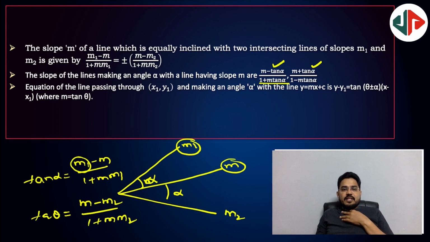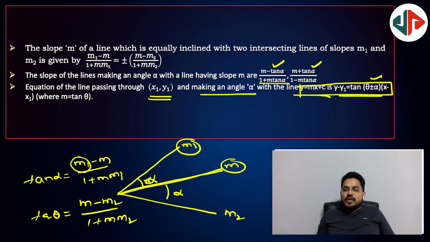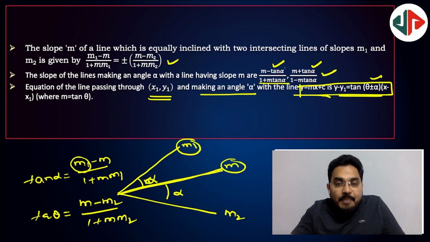And the equation of the line passing through x1, y1, making an angle alpha with the line y is equal to mx plus c, is directly y minus y1 is equal to tan of theta plus or minus alpha into x minus x1. Because this sign is given, one with this one or this. So depending on the situation in the problem you can remember. But knowing this one and this one are very, very important.